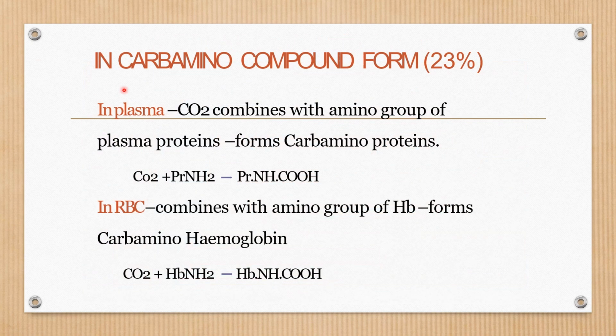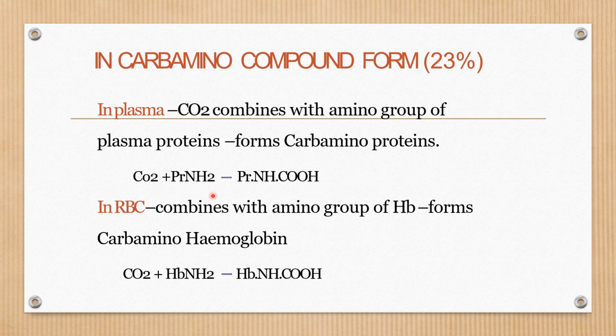And the next form is carbamino compound form. The bicarbonate form of transport is the major one: 70% of the transport occurs in the form of bicarbonate, and the carbamino compound form accounts for 23% of the transport. After CO2 enters the blood, some combines with the amino group of proteins to form carbamino compounds. So in plasma, CO2 combines with the amino group to form carbamino proteins.